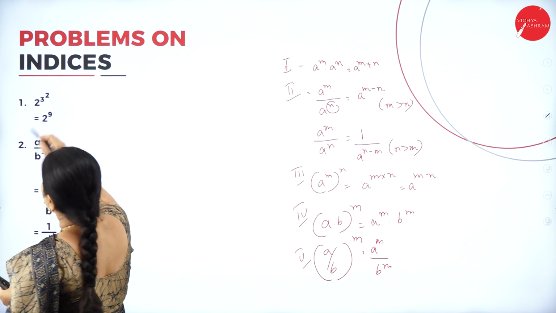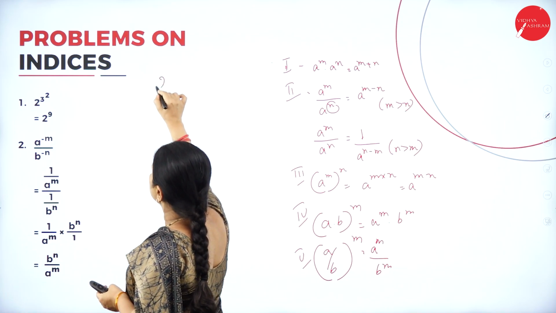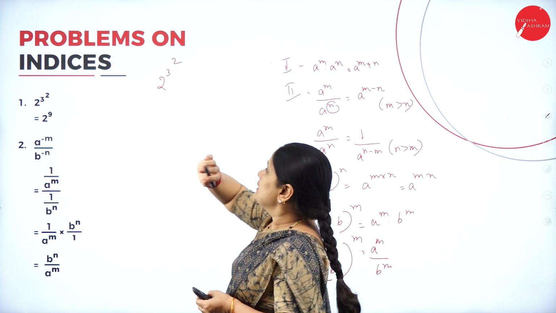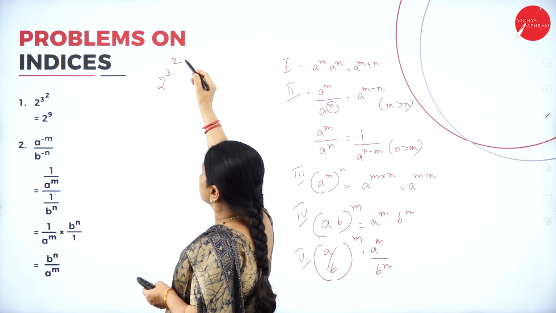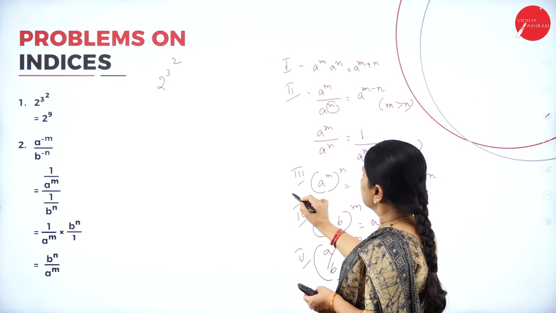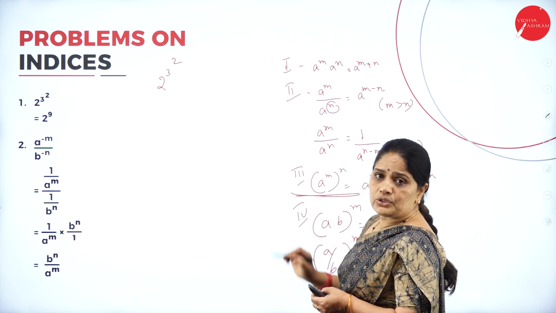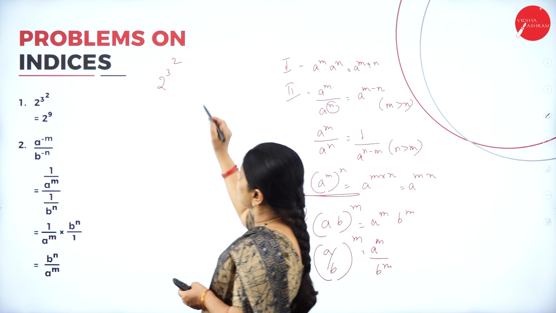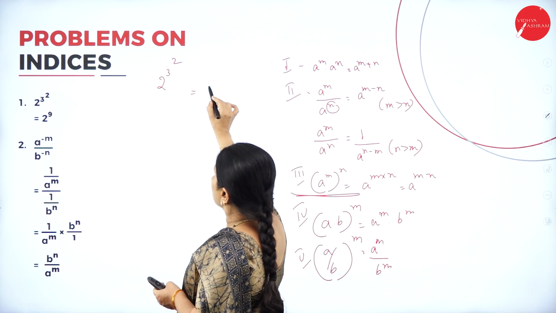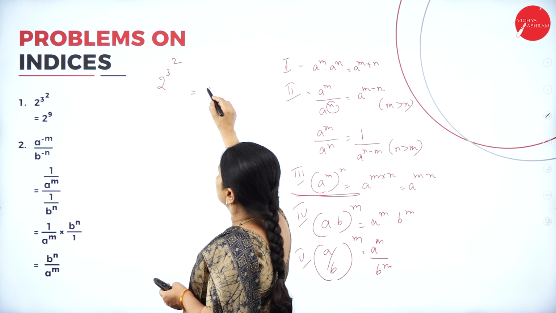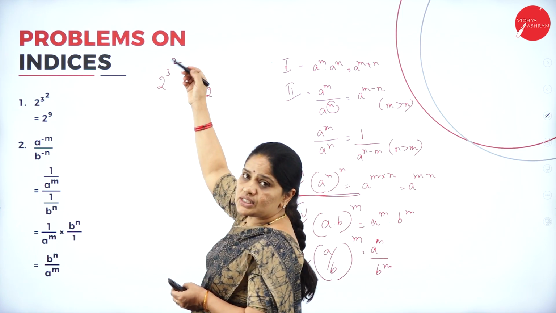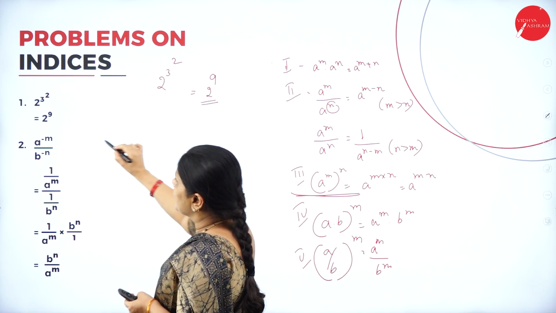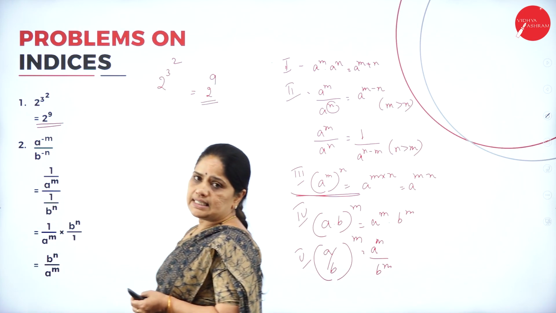Now, let us take this problem. This problem is 2 cube square. When the problem is given like this, you cannot just multiply. You cannot use this third law here. Why can we not use the third law here? Because there are no brackets here. So, what can you write? You should just write 2 to the power of 3 square. So, 3 square is 3 into 3. So, that comes up to 2 to the power of 9. That is what is written here.